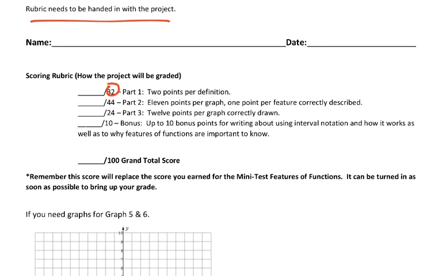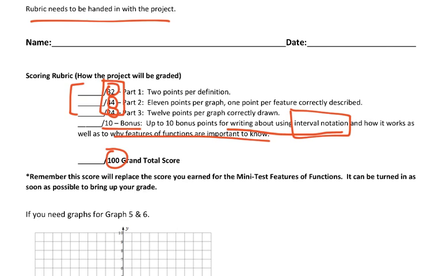Okay, so your score, these 3 are the main ones. I'm also offering a bonus 10 points if you write me a couple paragraphs talking about using interval notation, how it works, or why features of functions are important to know. Okay, so using the 3 required, that's 100 points possible. So however many points you can get, that's like your percent, because it's out of 100. Okay. Now remember, that's going to replace the score you earned on the mini test.